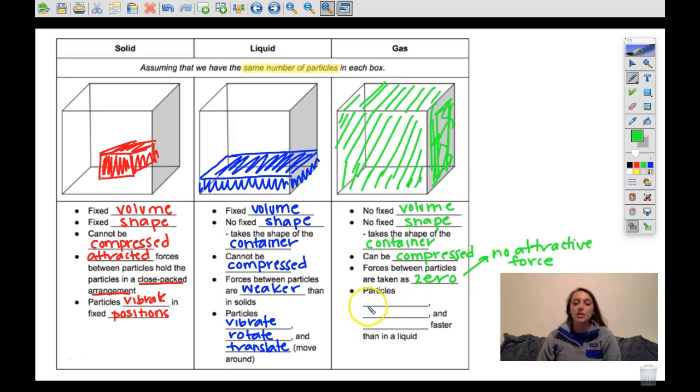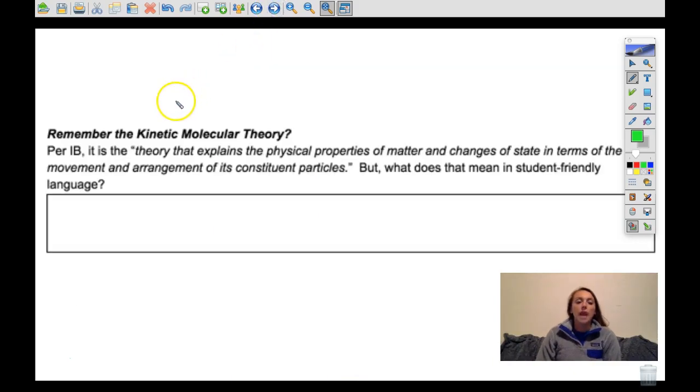And just like in a liquid, but perhaps a little bit faster, particles are still vibrating, rotating, and translating, but they're being moved at a faster rate than in the liquid. So as we go from a solid, liquid to a gas, that all relates to the kinetic molecular theory.